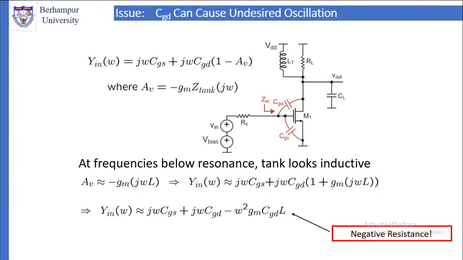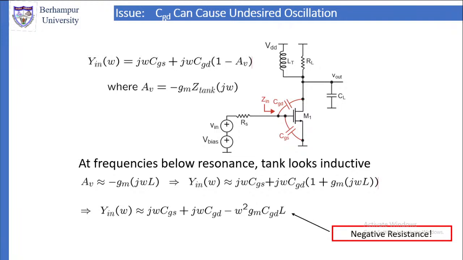At frequencies below resonance, the tank is more inductive. Above resonance, the tank is more capacitive. So the tank circuit behaves like an inductor below resonance and like a capacitor above resonance. So below resonance, AV is equal to minus GM into j omega L. Why j omega L? Because the tank circuit behaves like an inductor, so Z is equal to j omega L. So AV is approximately equal to minus GM into j omega L.